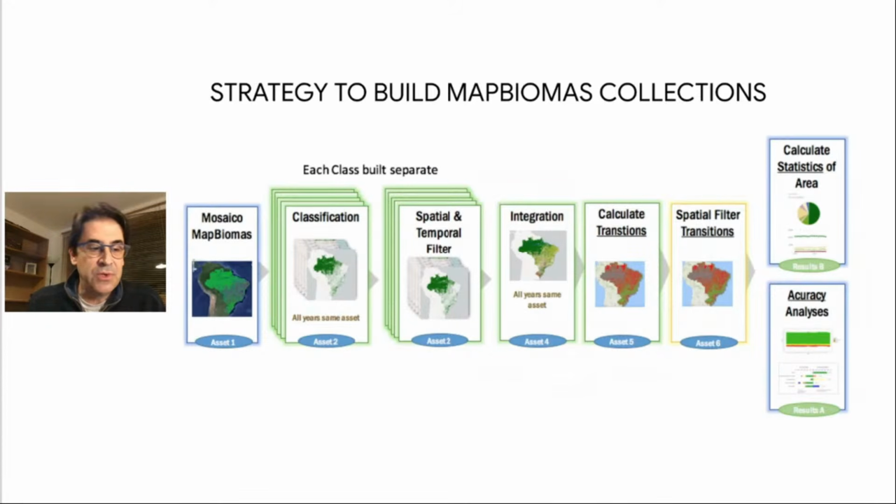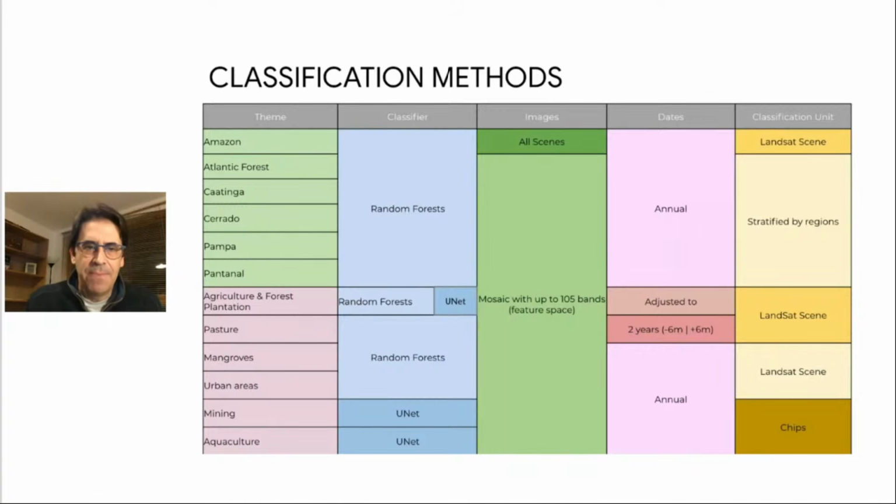So the steps we do is that first we work on our mosaics. Then we do the classification of each one of the classes that we want to map separately. So we use different classification methods for each one of the classes. For some of them, we use random forest. For some of them, we use UNet.